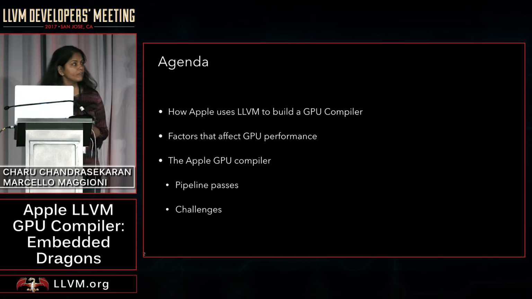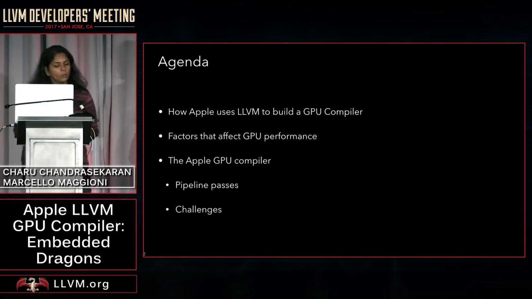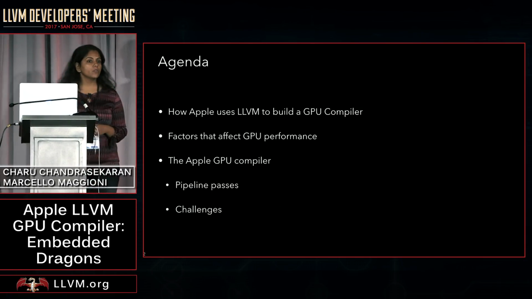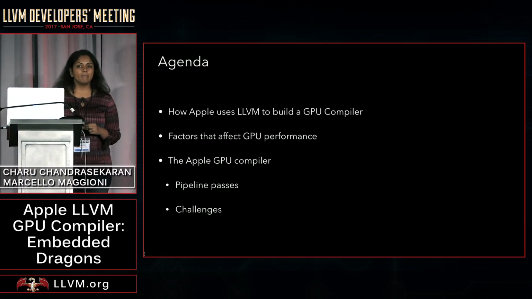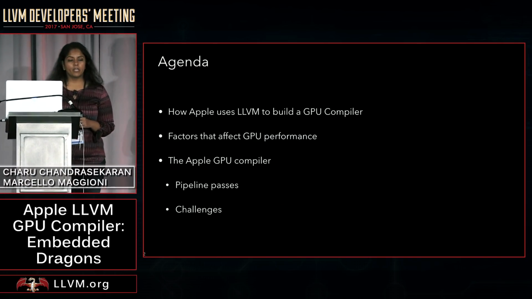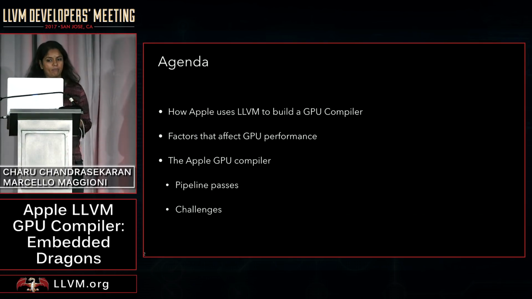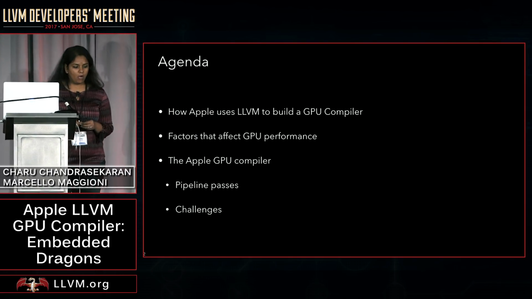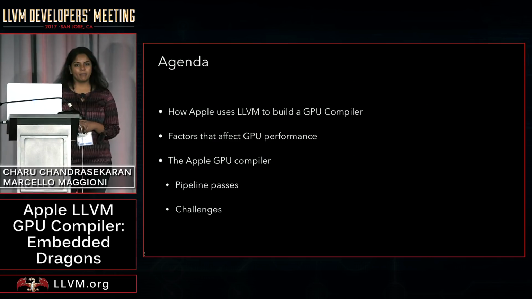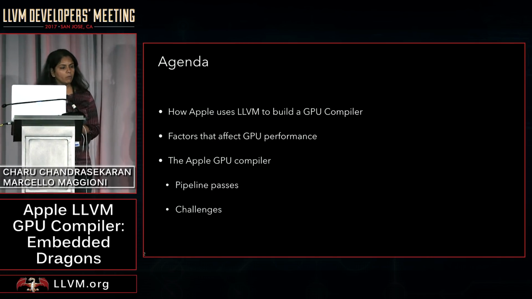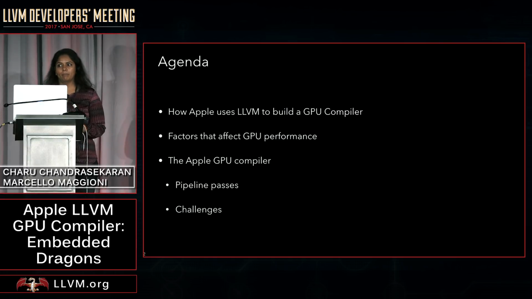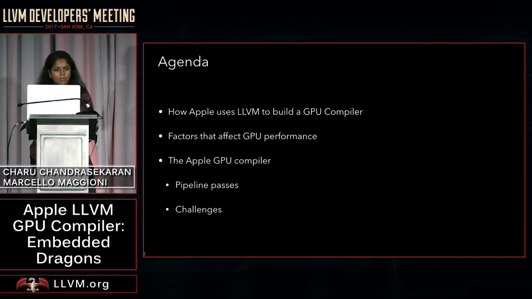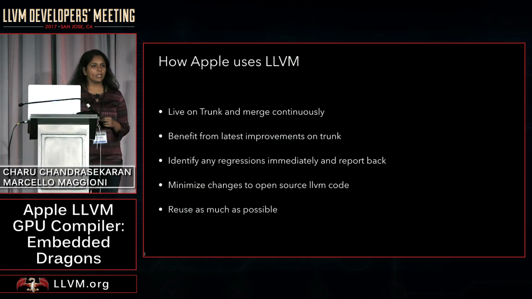So here's the agenda for today's talk. First we'll talk to you about how Apple uses LLVM to build a GPU compiler. Then we'll look at some basics about the GPU, particularly what factors affect the performance of a GPU. Then we'll look at the actual GPU compiler, specifically what pipeline passes we use, and what challenges we faced while building the compiler.